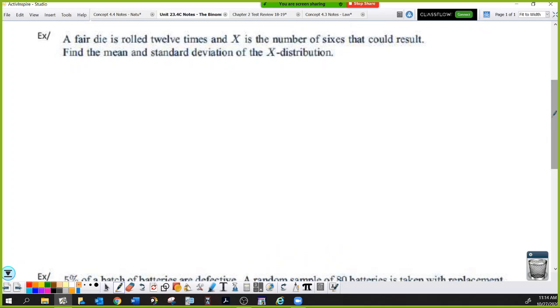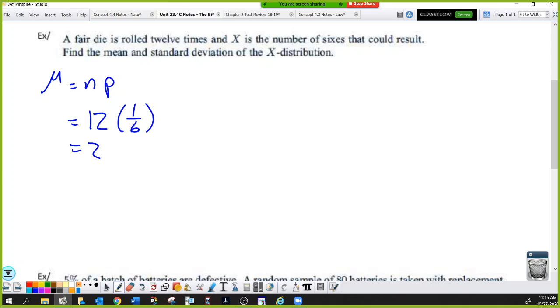A fair die is rolled 12 times, and X is the number of sixes that could result. Find the mean and standard deviation of the X distribution. You go, okay, well, mu is np. How many times will we roll it? 12. And what's the probability of rolling a 6? 1/6. All right, great. So the mean is 2.